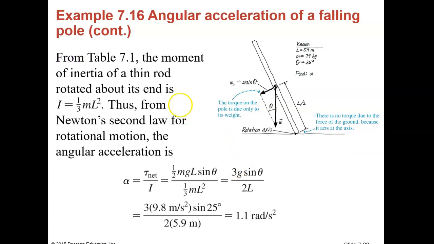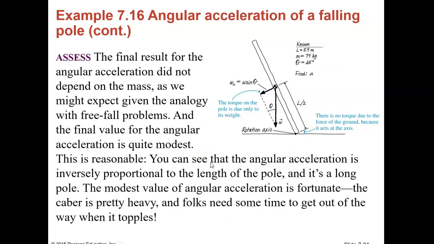All right, so then the moment of inertia of a thin rod rotated on this axis is 1/3 ml squared. So we put it in here. Now we've got torque, we've got moment of inertia. We can simplify, put in numbers, and solve, and the angular acceleration is 1 radian per second squared. Go through this problem a couple times, look it over, make sure you understand what you're doing. So the final result, the angular acceleration did not depend on the mass.